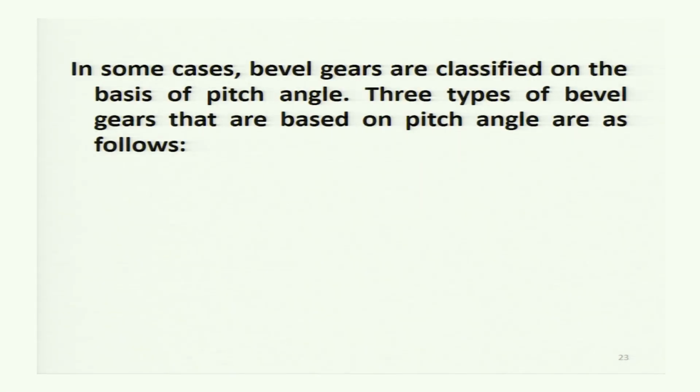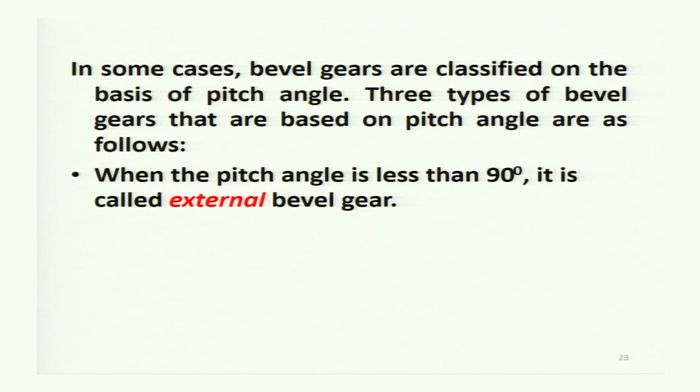In some cases, bevel gears are classified on the basis of pitch angle. Three types of bevel gears based on pitch angle are as follows. When the pitch angle is less than 90 degree, where pitch angle means the angle between the axis of rotation and the pitch line, this is the pitch line, and the gear tooth will be like this.